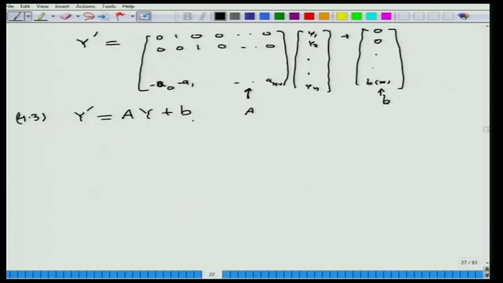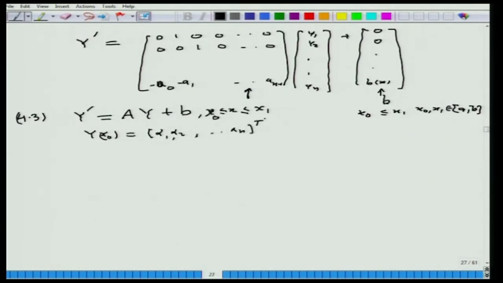And so, in matrix form this can be written like this, and the initial point. So, this equation is to be satisfied where x 0 less than or equal to x less than or equal to x 1, where x 0 and x 1 both belong to [a, b], and y at x 0 is given by the vector alpha 1, alpha 2, ..., alpha n transpose.